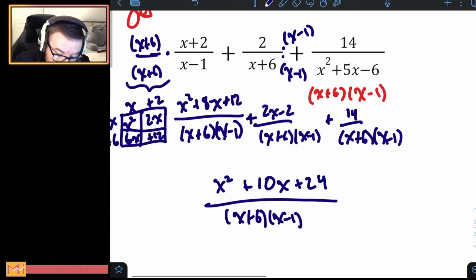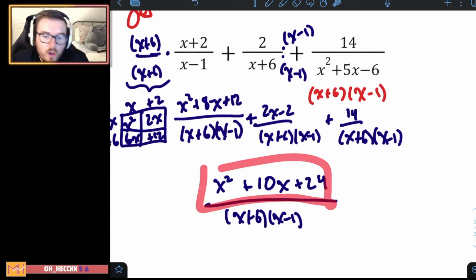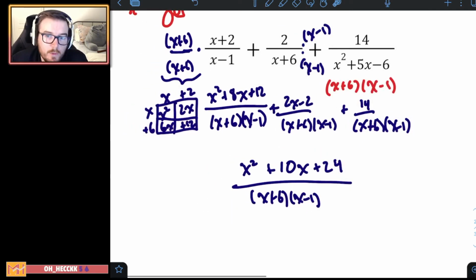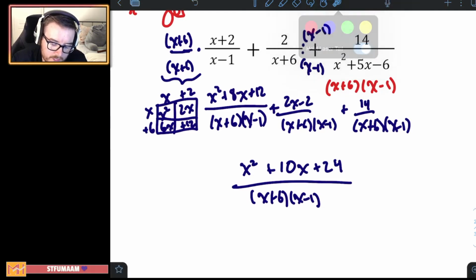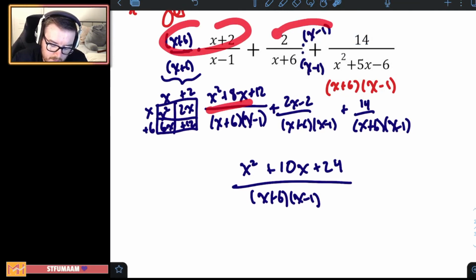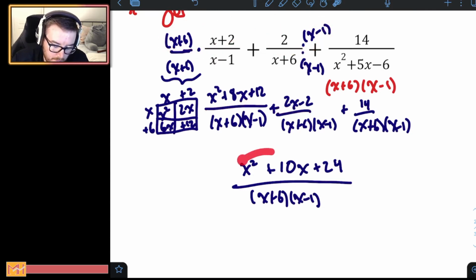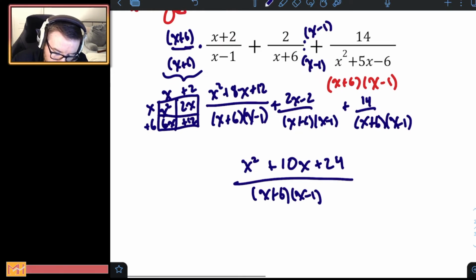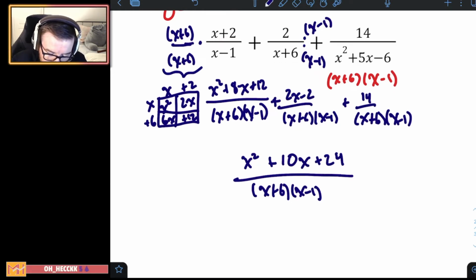Now, when you get to the end here, it's always wise to do a double take and go, now that I have multiplied this stuff together, now that I have combined like terms, is there anything else I can do? Can I factor any further? So take a look at 10x and 24. What multiplies to 24 and adds to 10?